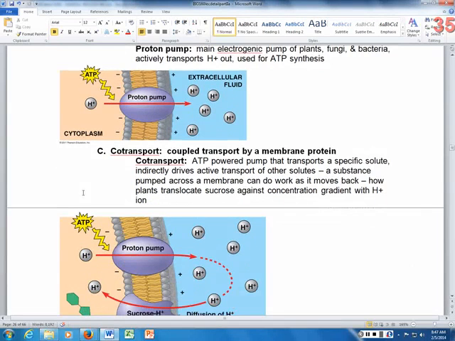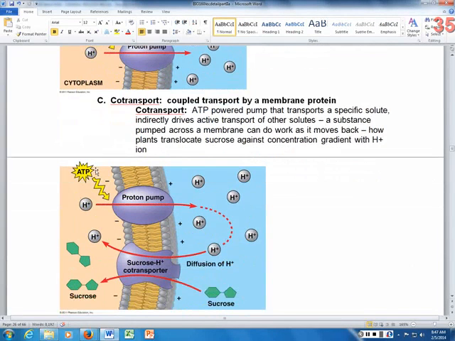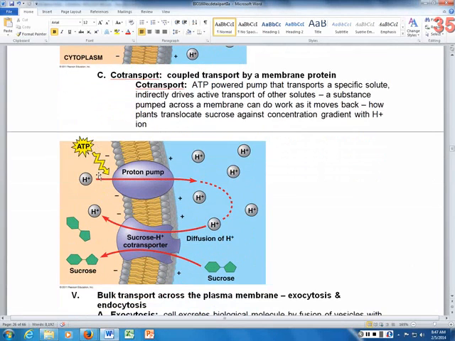So cotransport is an ATP-powered pump that's going to transport a specific solute, and it indirectly drives the active transport of other solutes. So here, while you're moving protons this way, it's indirectly allowing this one to pump sucrose this way. So cotransport just means you're having to have one thing go one way, another thing go the other way.